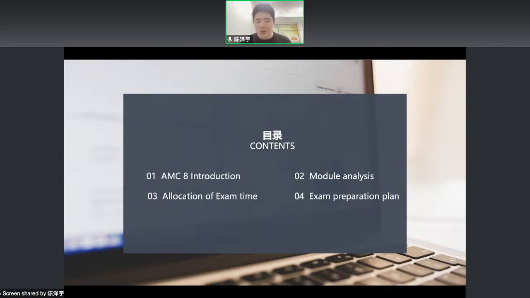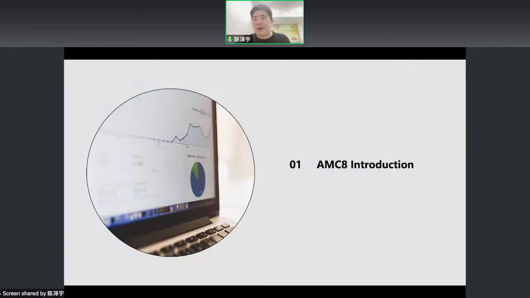The third part is the allocation of exam time, where you'll see the characteristics of the AMC8 exam. The AMC8 exam only has 40 minutes, so allocation of exam time is very important. The last part is the exam preparation plan. I have a timeline from now to the actual exam date, a very detailed plan for how to prepare for the exam. So let's start with the first part, the AMC8 introduction.